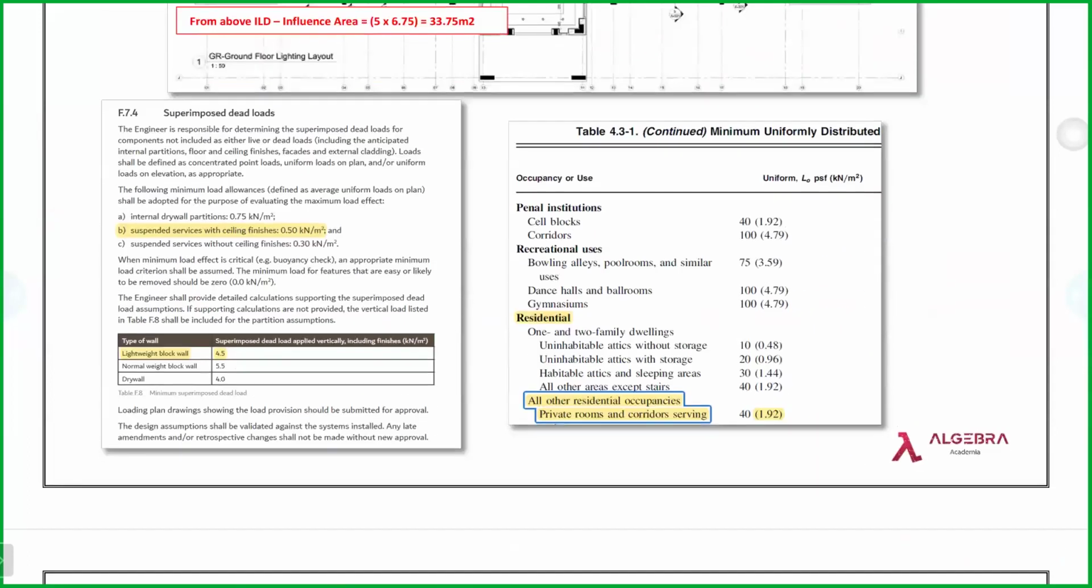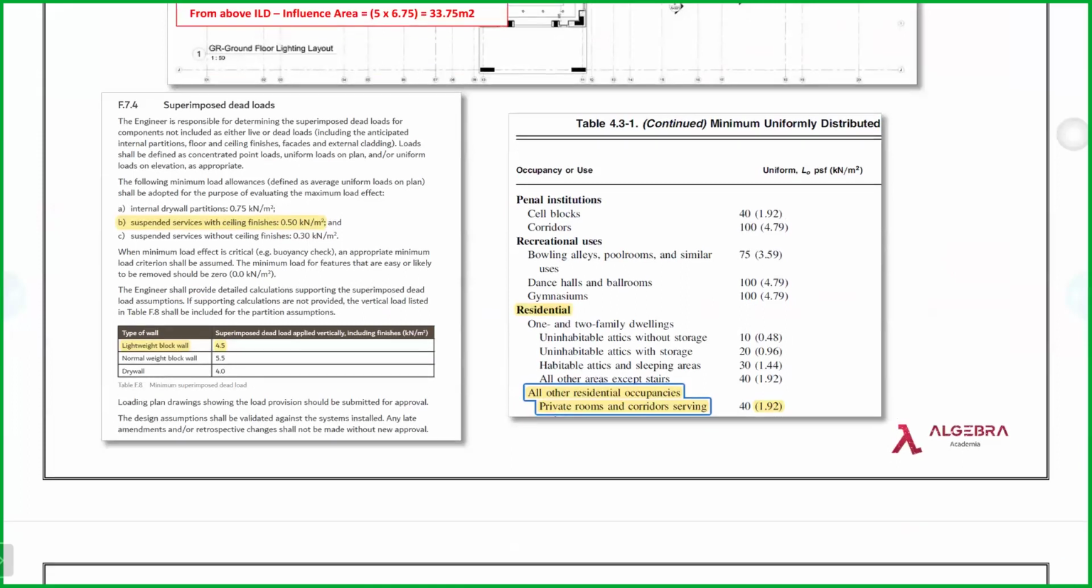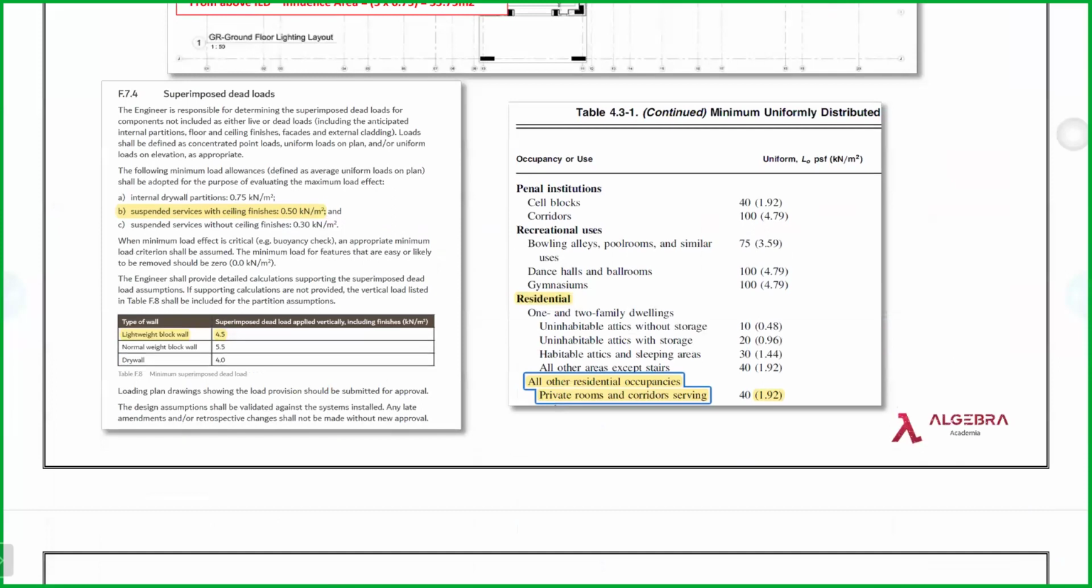This is extracted from the DBC building code. What does the code mean? When you go for lightweight block wall, lightweight partition, lightweight blocks, AAC block, remember, there are two kinds of blocks. One is hollow blocks, another is AAC blocks. If you go for AAC blocks, including the finishes, the load is 4.5 kPa. When you go for hollow block work, it is 5.5 kPa.